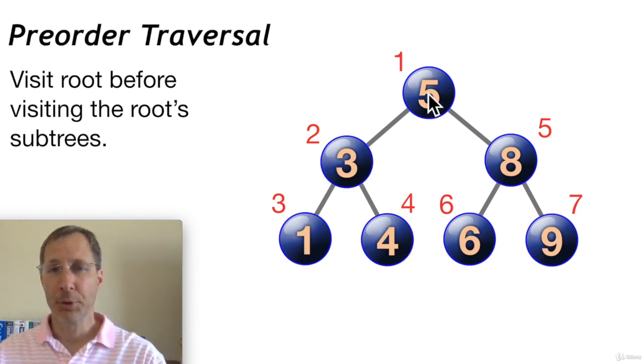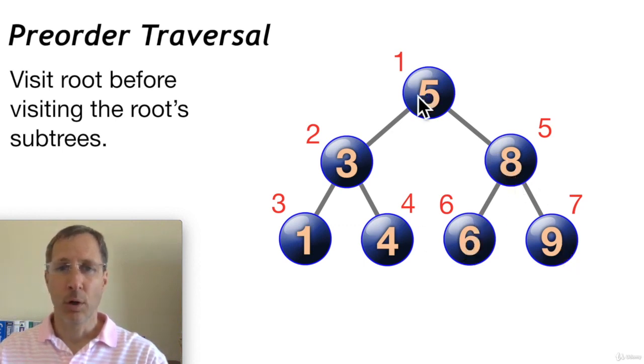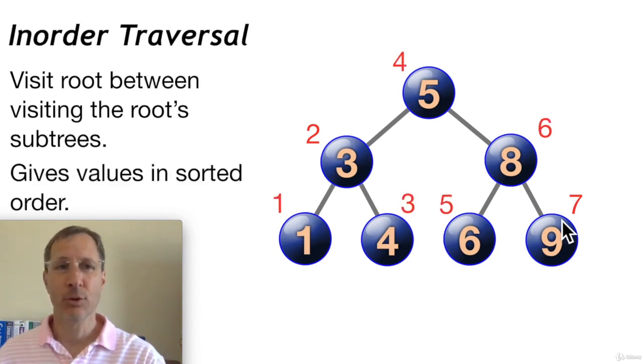And then we'll come back up and descend down 5's right subtree. We'll get the left subtree, and then the right subtree. So 1, 2, 3, 4, 5, 6, 7. You can see the order. This is pre-order traversal. An in-order traversal visits the root between visiting the root's subtrees.